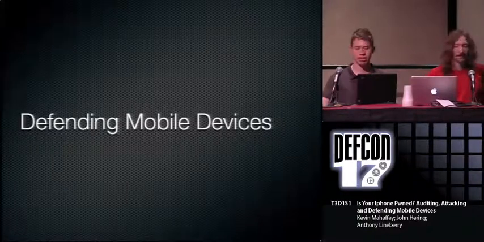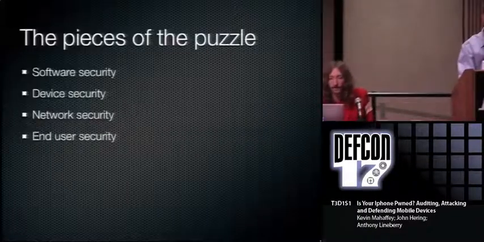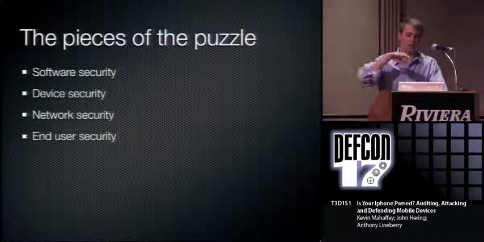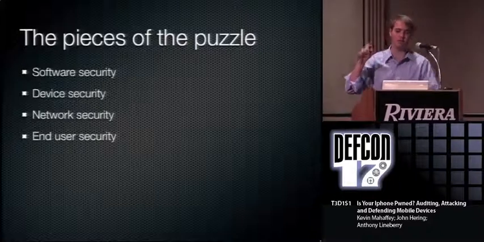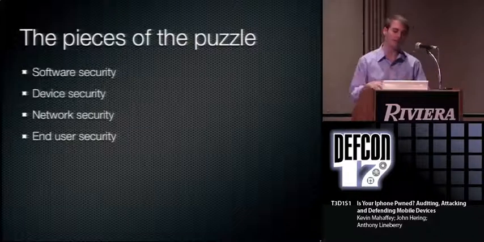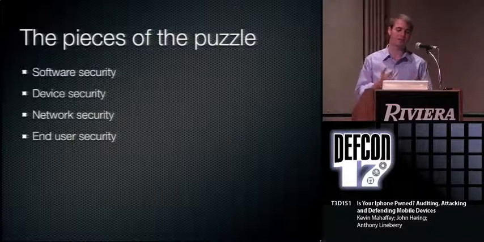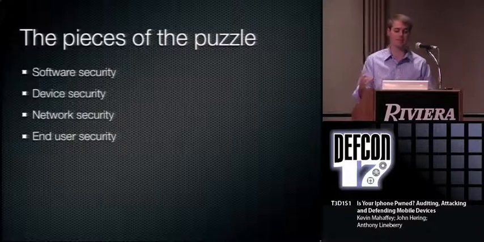Cool. So let's wrap up with talking about defending mobile devices, what we can do. There are 4 pieces of the puzzle in the way we like to think about it. There's absolutely no silver bullet to defending mobile devices. Software security, device security, network security, and end user security are all going to be super important if we actually want to make an impact on keeping these things safe.